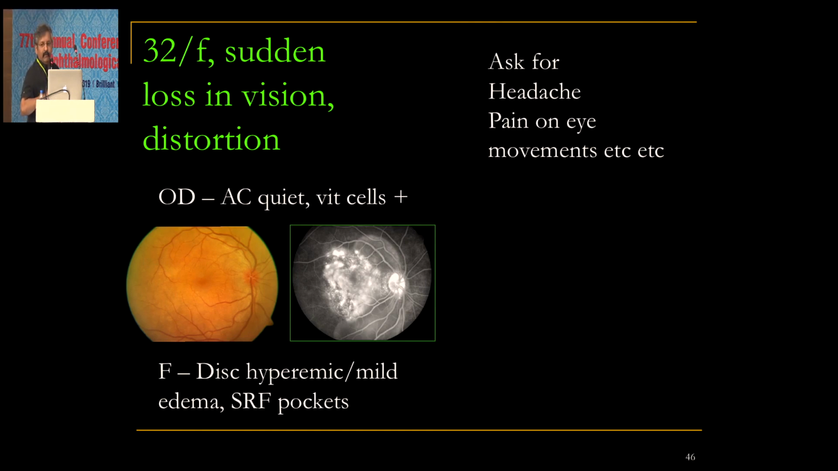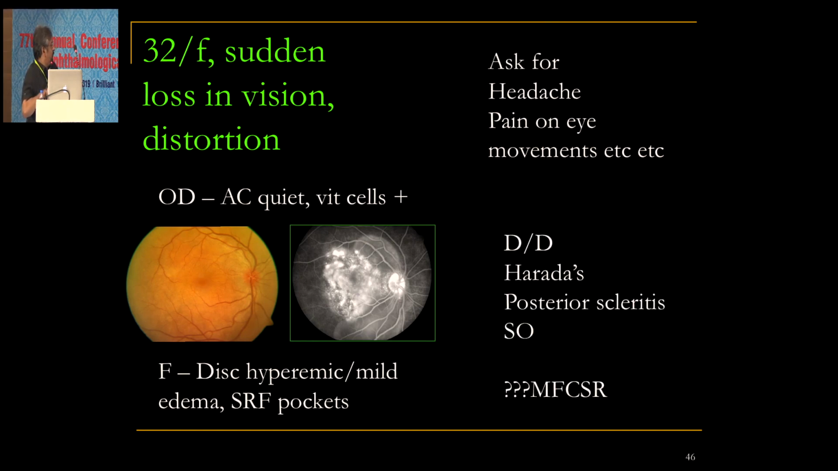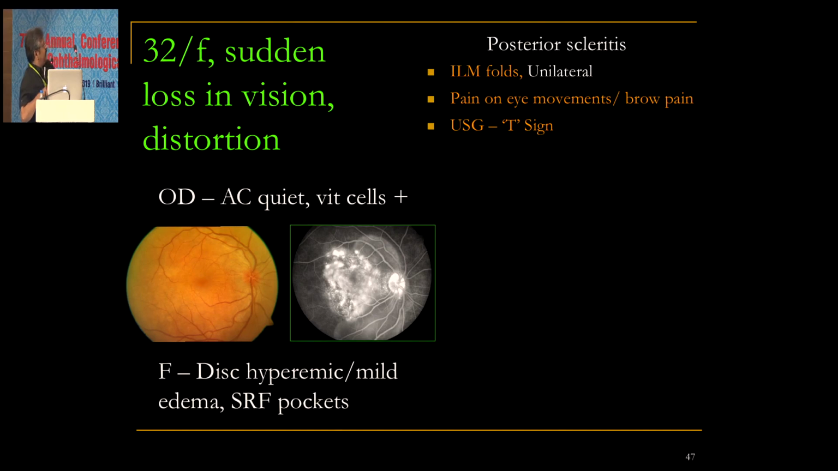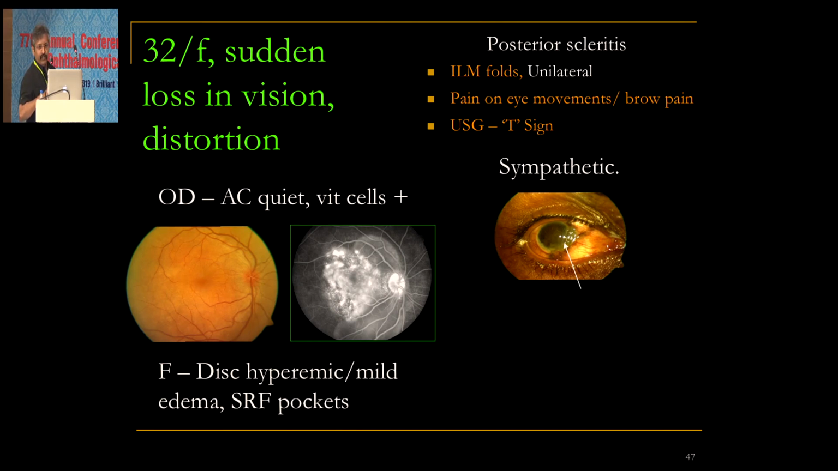FFA shows a typical starry sky pattern: pinpoint hyperfluorescence with late pooling. So the differential is Harada's, posterior scleritis, or sympathetic ophthalmia. How do you differentiate each? If you have more ILM folds, pain on eye movements or brow pain, and ultrasound shows a T sign, then it is posterior scleritis. I'm talking about unilateral conditions, when it is only a posterior presentation. If the other eye has an injury, then it is sympathetic. Or if you have progressive sunset glow and other things, maybe you're dealing with VKH.